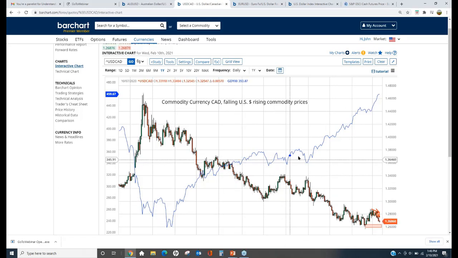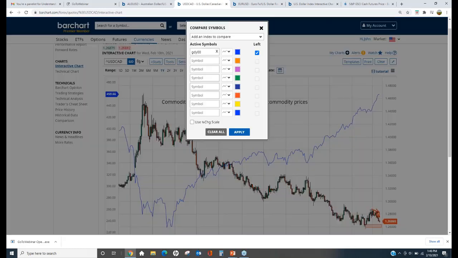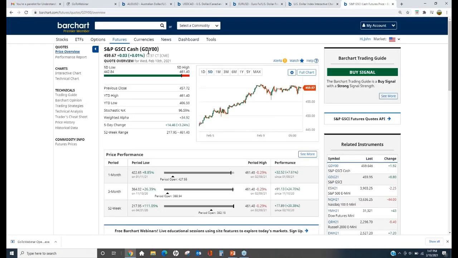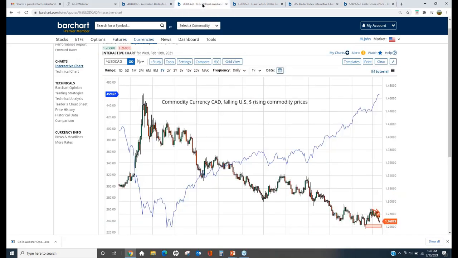Now this blue line here is not the S&P, which I showed you before, but it's something called the Goldman Sachs Commodity Index. This symbol here, GDY00, is the cash value, and I just want to show you on Barchart where it is. There's the symbol GDY00, and this is the S&P Goldman Sachs Commodity Index. This is an index of a basket of all commodities, and you can really see this here, right? As the dollar is falling in value, it's less purchasing power. We see commodity prices going up.